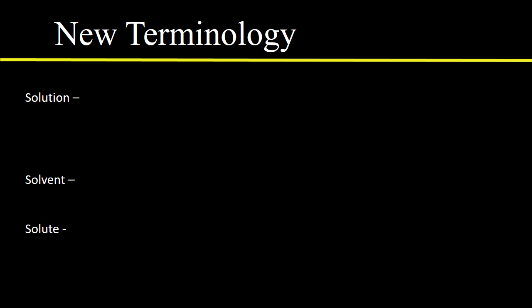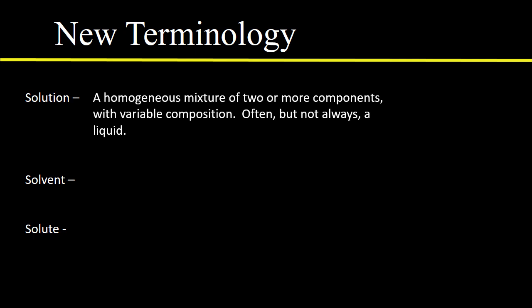All right, so the terminology first. Solution is a term that we're all familiar with, and we kind of know what a solution means. There is a special chemistry definition of this, which is slightly different than what you might be thinking of. Chemistry definition says that a solution is a homogeneous mixture of two or more components with a variable composition. Variable composition is important to distinguish between mixtures and compounds. Remember, compounds have a constant composition. Mixtures have variable compositions, and a solution is a type of mixture.